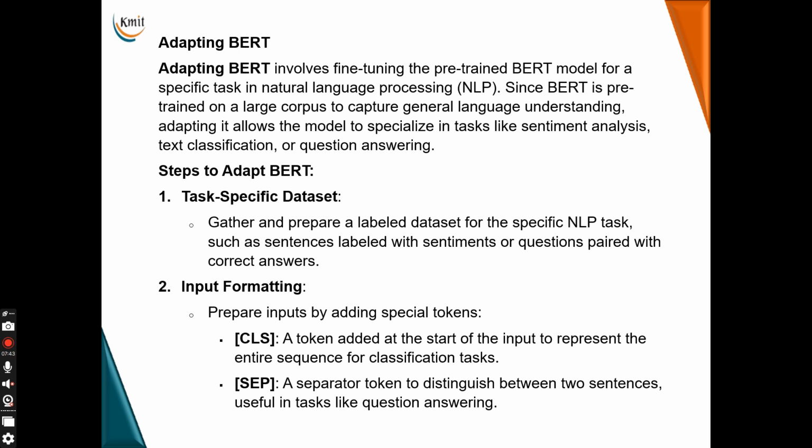So how do we adapt BERT? Adapting BERT involves fine tuning the pre-trained BERT model to a specific NLP task. Because BERT is pre-trained on huge amounts of text data, and it has already captured various patterns of the language, it has understood the language, adapting it to perform a specific task of the language becomes very easy.